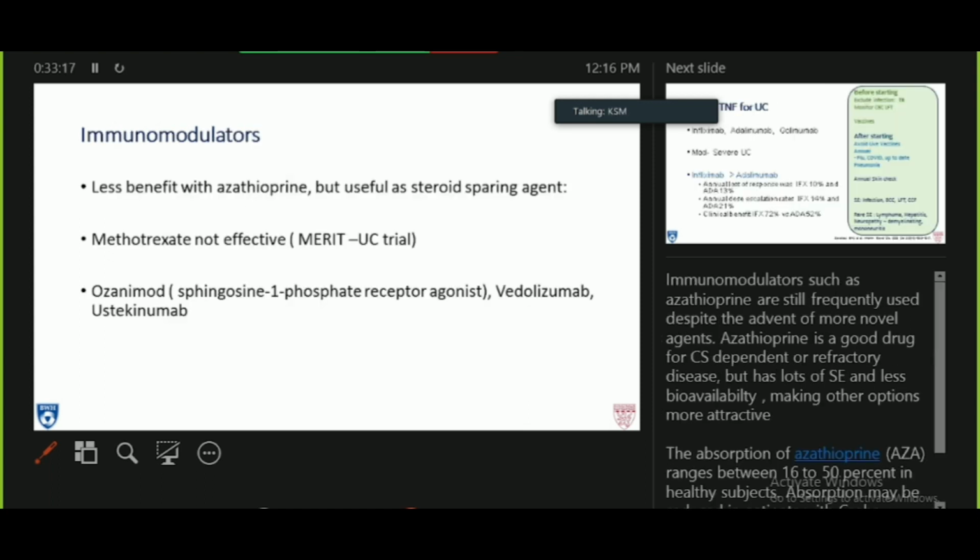Immunomodulators like azathioprine are still used. We don't use methotrexate for UC after the MERIT-UC trial data, which was published a few years ago. And there are some new agents, as I mentioned, that are used for the treatment of UC.